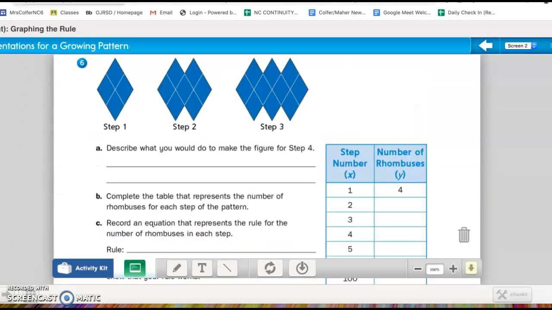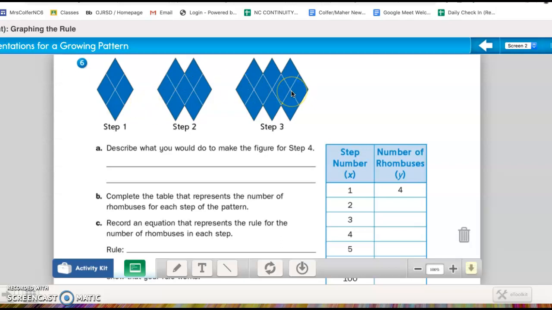So on page 332, you'll notice the title says Representations for a Growing Pattern. We're going to have you do 6, 7, 8, and 9 independently and submit it to us as a picture in Google Classroom for a score today. So you'll see step 1 makes a rhombus out of 4 other rhombuses. Step 2 then connects 2 rhombuses and they share that piece in the middle right here.